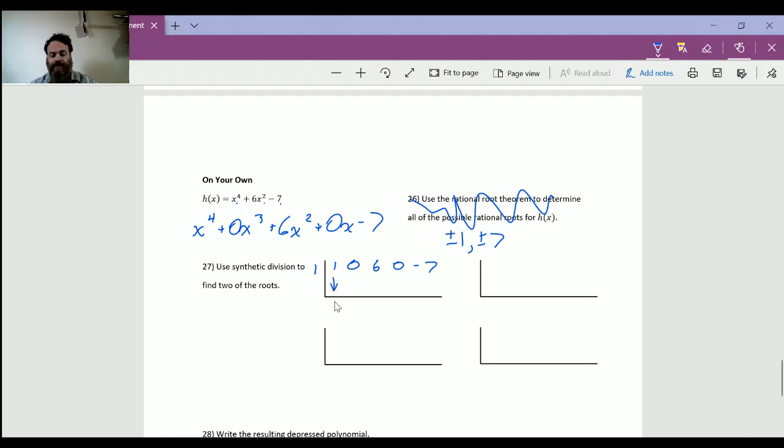All right. Bring down the 1, that's 1. Add, you get 1. Multiply, you still get 1. Add, we have a 7. Multiply is 7. Add is still a 7. Multiply is a 7. And there we go, finally, a 0. So that worked, yay. All right, so positive 1 is going to be one of our roots.